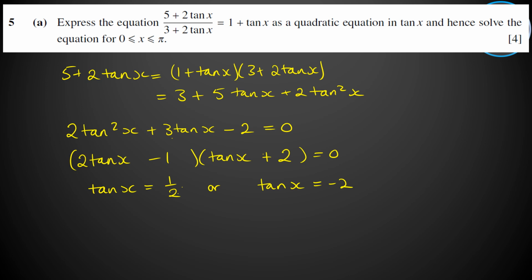Don't forget to have your calculator in radians because our range is from 0 to pi. And these are not nice exact values, so we will have decimals this time. We'll have a 0.464 and 2.03.